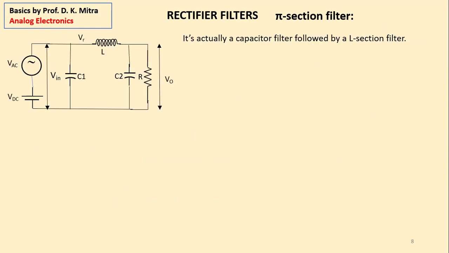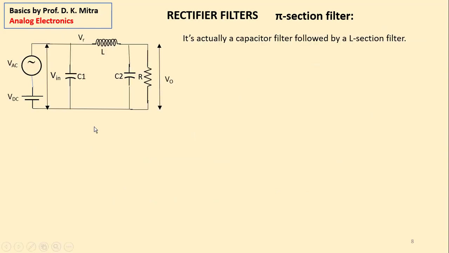Next, we shall go to another filter. I hope you can keep your patience. We have seen the capacitor filter, we have seen the inductor filter, we have seen the L section filter, we go to the fourth one, the pi section filter. And I promise you, this is the last one. I'll not bother you any further. This is a pi section filter.